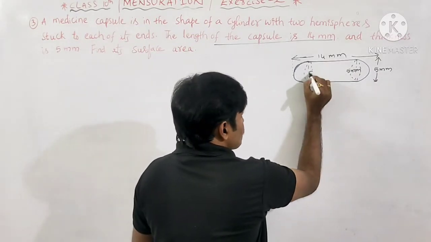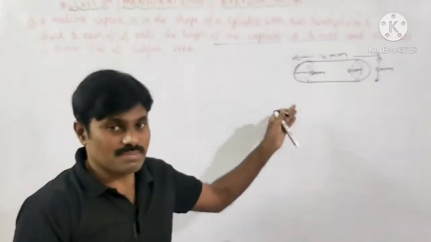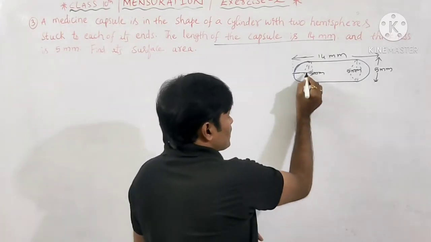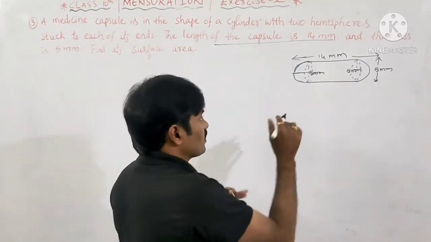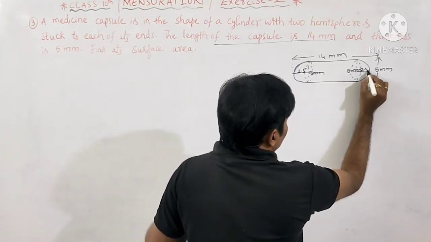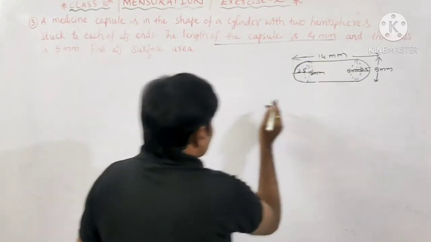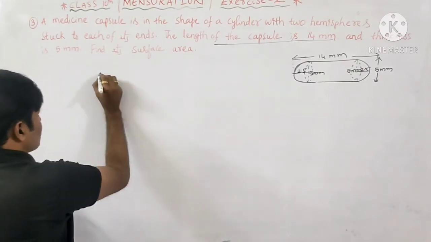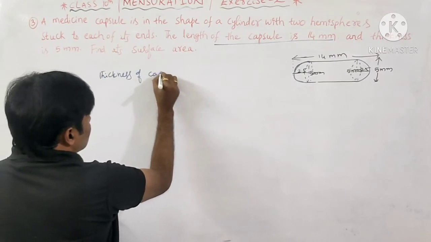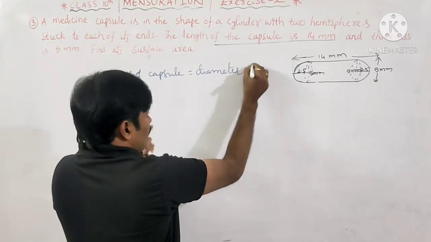So this distance is 5 mm. And what about this distance? This is also 5 mm because of its hemispherical shape. In a hemispherical shape, this depth is also equal to the radius. Okay, this is not 5 mm, it is half of it. So half of it means how much? 2.5. This is also half of it, 2.5. Okay. So here the total diameter of the hemisphere is given. Thickness here means the thickness of the capsule is equal to the diameter of the hemisphere.